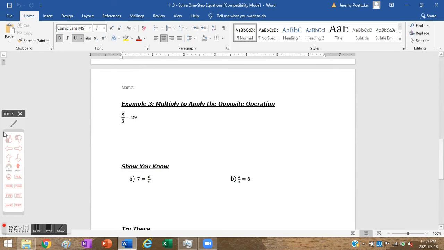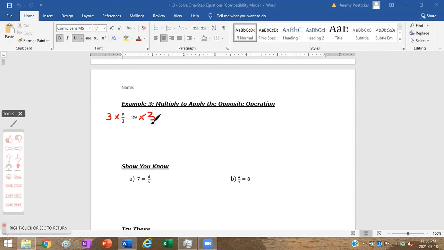In this case, we're starting with division. So g divided by 3 is equal to 29. Now, this one is a little bit harder to do in your head, so it's a good one to practice with. Now, here I have to multiply both sides by 3. And this is one of the cases where the fact that you haven't learned multiplication of fractions yet sort of makes this harder.